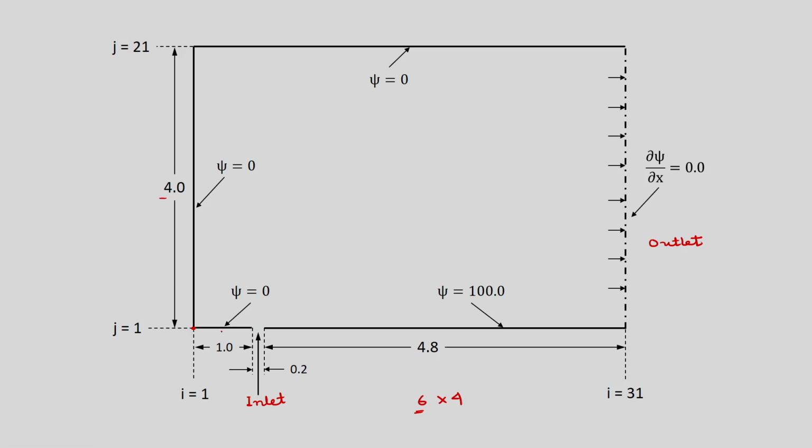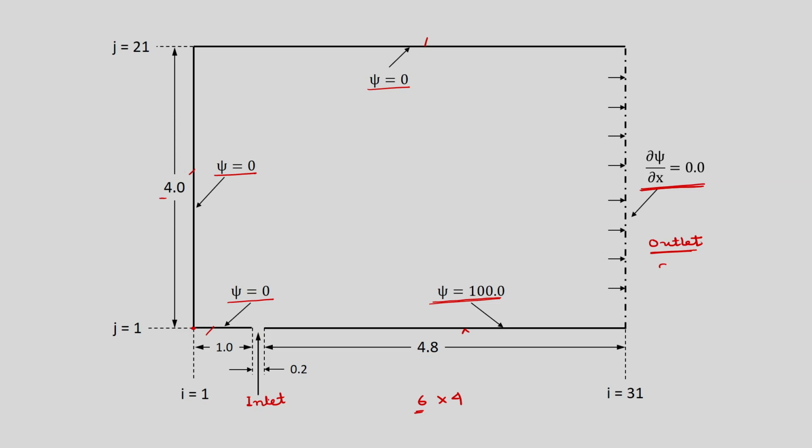So here in the left boundary, top boundary and this boundary, we are specifying the stream function psi is equal to 0, okay. And here from x equal to 1.2 to x equal to 6, in this wall we are specifying psi is equal to 100, okay. So these are the boundary conditions. And in the right hand side, in the right boundary, in the outlet you give the boundary condition, the normal gradient to this boundary is 0. So that means del psi by del x is 0, okay. So in all the boundaries we have given the boundary conditions.